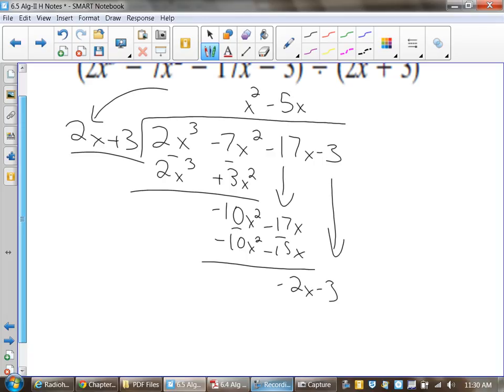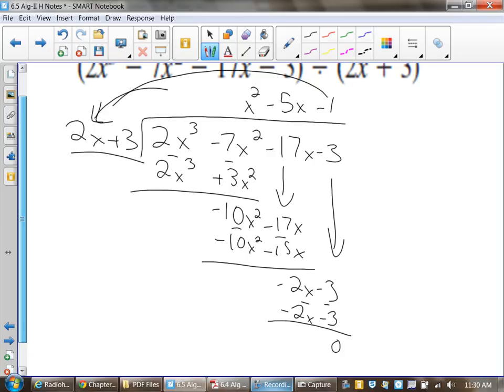And then lastly, I want to turn a 2x into a negative 2x. What do you multiply by? Negative 1. Cancels everything. And then you multiply that in over here again. You have negative 2x minus 3. When you subtract it out, you have no remainder.